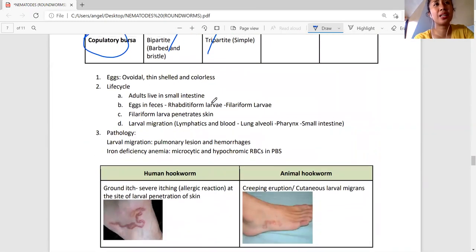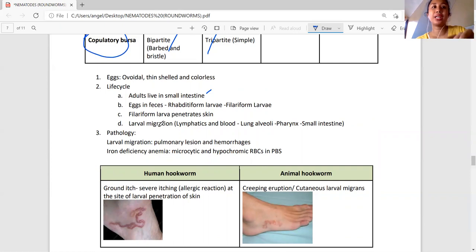So, guys, the life cycle of hookworm is adult lives in small intestine. So, from the egg, it will develop into rhabditiform larvae or the feeding stage. Filariform larvae is the infective stage. Ito po yung nagpe-penetrate sa skin. And then, after that, it will migrate from the lymphatics to blood to lungs. Hanggang sa pharynx, malulunok mo, small intestine.